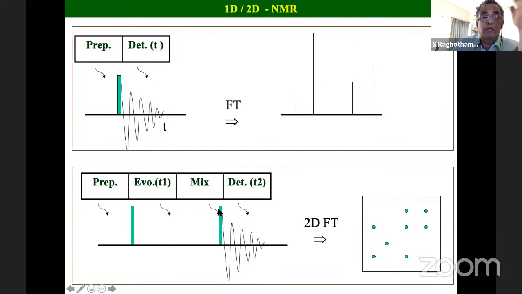It could be a single pulse, it could be no pulse, it could be 2 pulses with some interval. There are various versions here. The information we want depends on how we mix them. And eventually you detect it. So there are 2 time intervals here. Because it evolves in 2 times, it's called 2-dimensional NMR. Now you have to do a double Fourier transformation because there are 2 dimensions. That's why it's called a 2D spectrum.